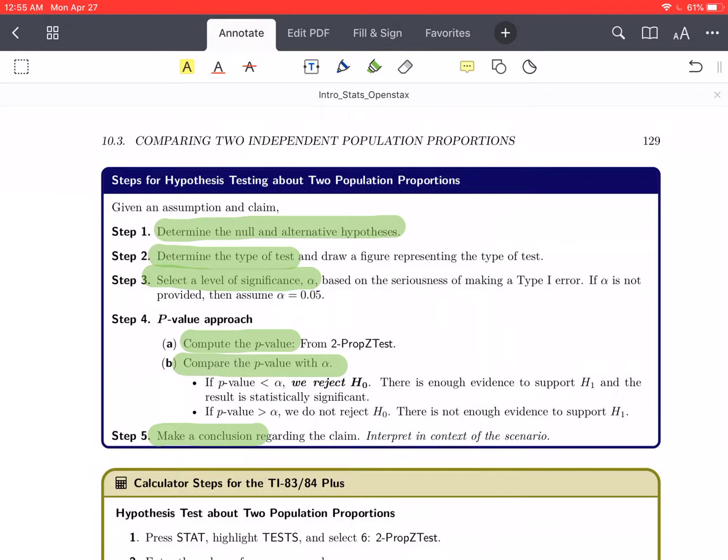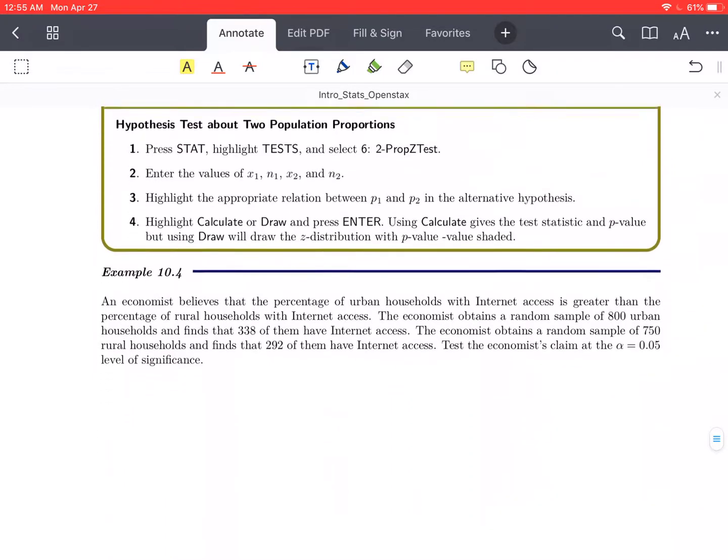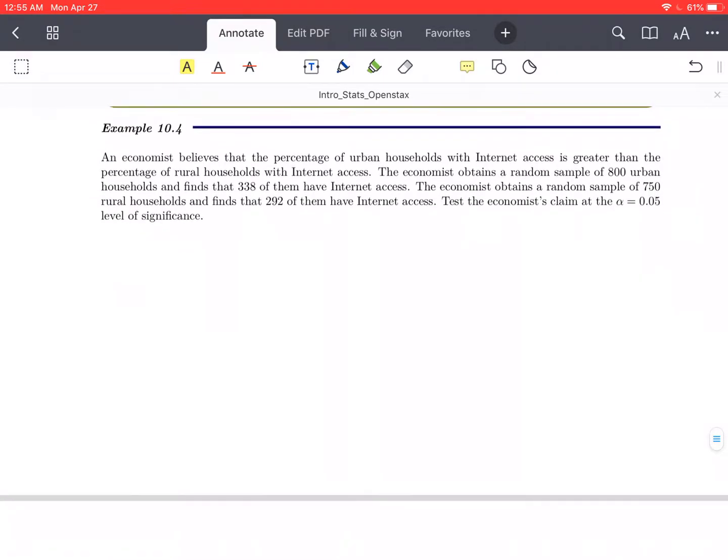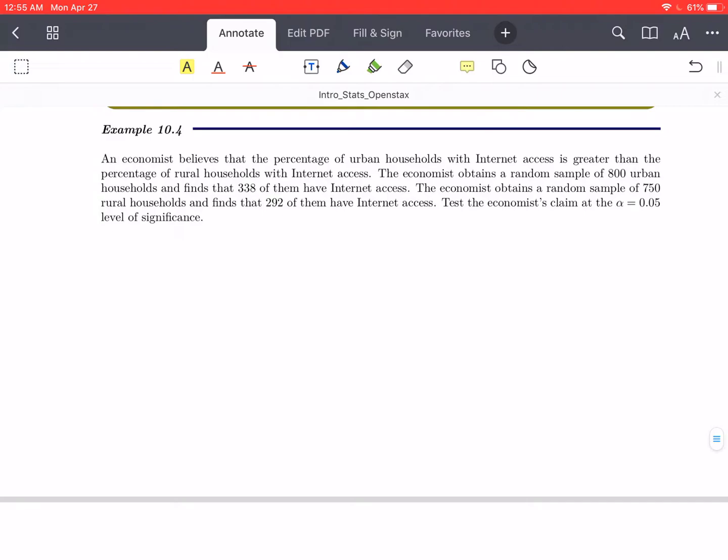Okay, so let's look at a couple examples. So an economist believes that the percentage of urban households with internet access is greater than the percentage of rural households with internet access. The economist obtains a random sample of 800 urban households and finds that 338 of them have internet access. The economist obtains a random sample of 750 rural households and finds that 292 of them have internet access. Test the economist's claim at the alpha equals 0.05 level of significance.